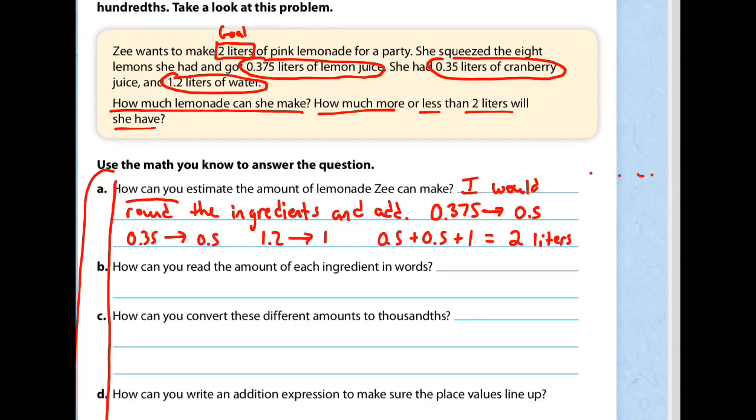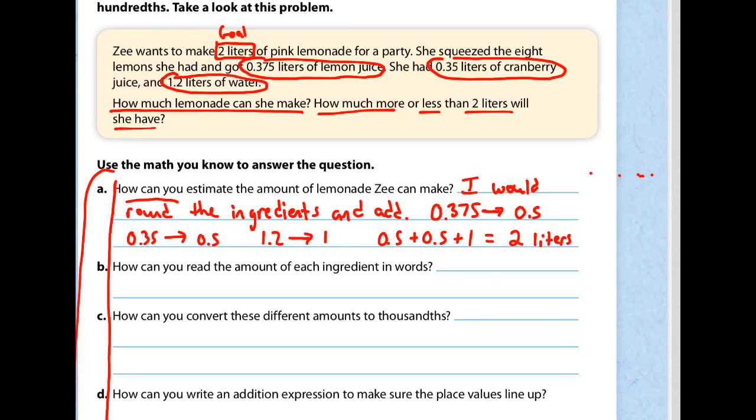Now, you might have rounded slightly differently, but if you got stuck on this one, that's okay to change your answer. Now, just so you know, how does this help your answer? Well, I know at the very least, when I add up my ingredients, my answer has to be close to 2 liters. All right, so that gives me a head start.